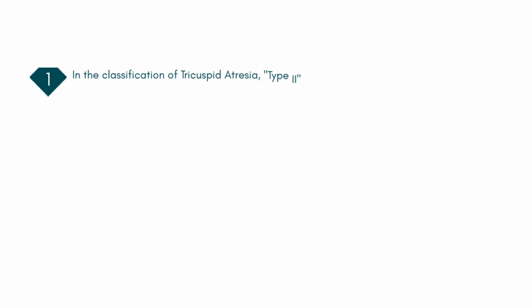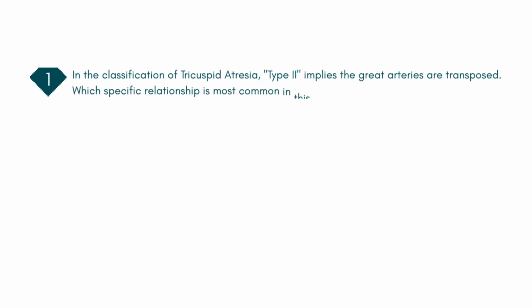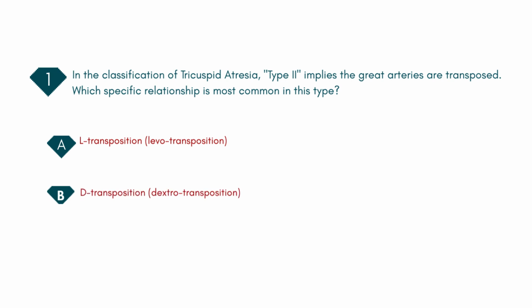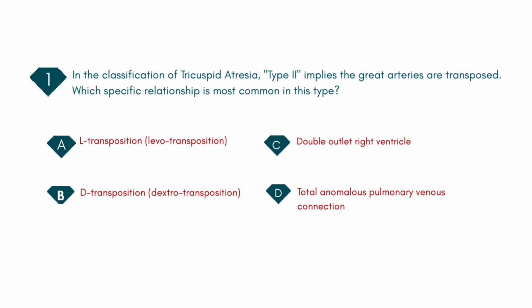In the classification of tricuspid atresia, type 2 implies the great arteries are transposed. Which specific relationship is most common in this type? A. L-transposition, levotransposition. B. D-transposition, dextrotransposition. C. Double outlet right ventricle. D. Total anomalous pulmonary venous connection.